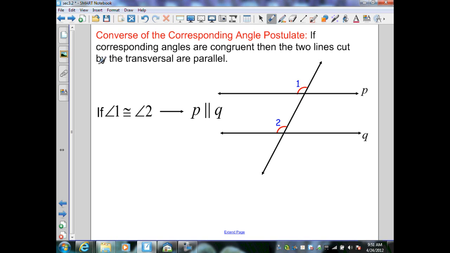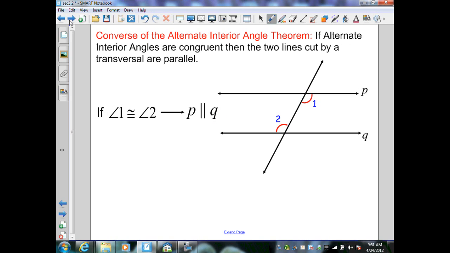So in the diagram, I'm given that I have line P and Q and a transversal intersecting those two lines. Angle 1 and 2 can be identified as corresponding angles. And if these are congruent, then I can state by the converse of the corresponding angle postulate, if angle 1 and 2 are congruent, then line P is parallel to line Q.